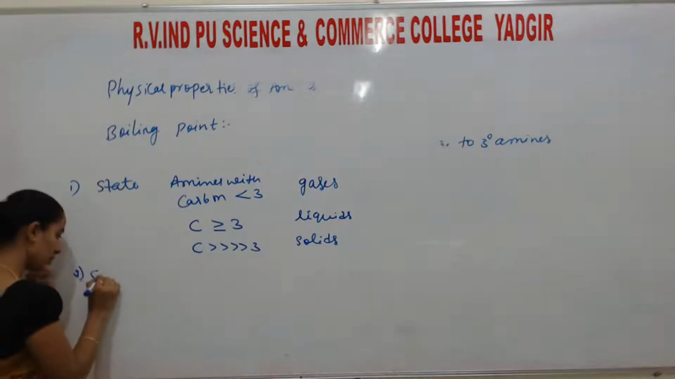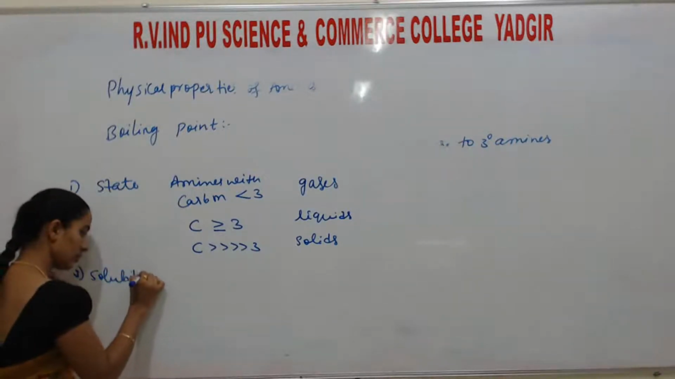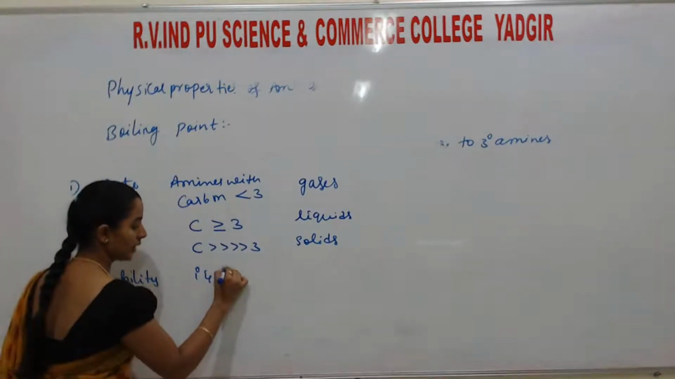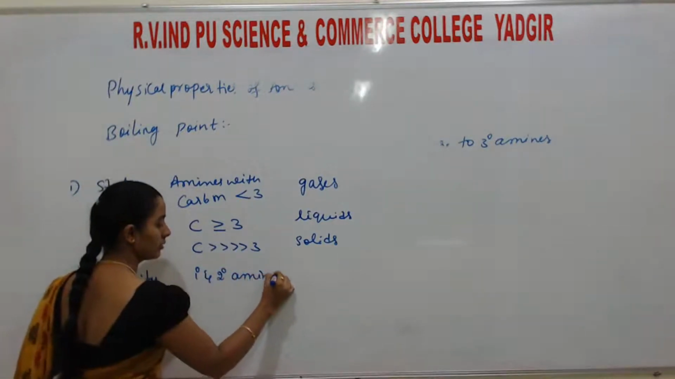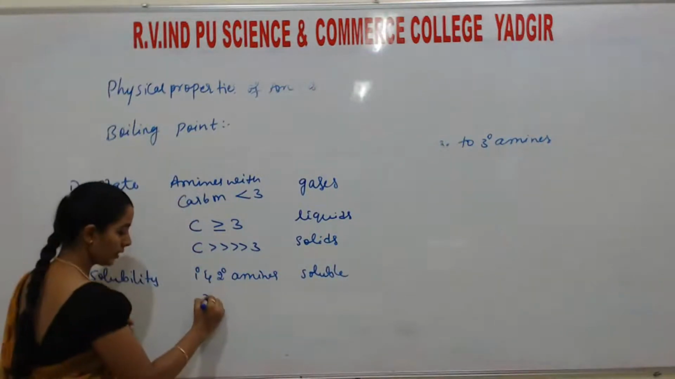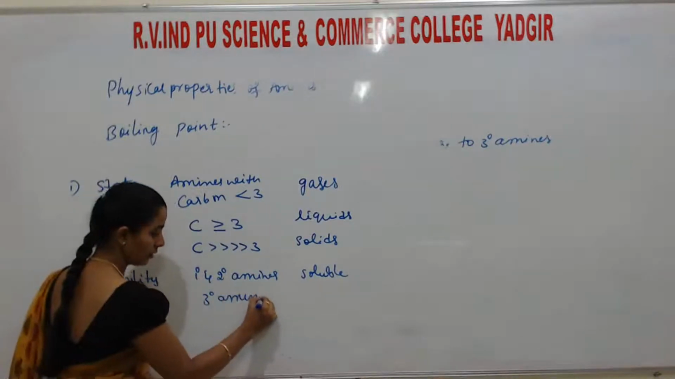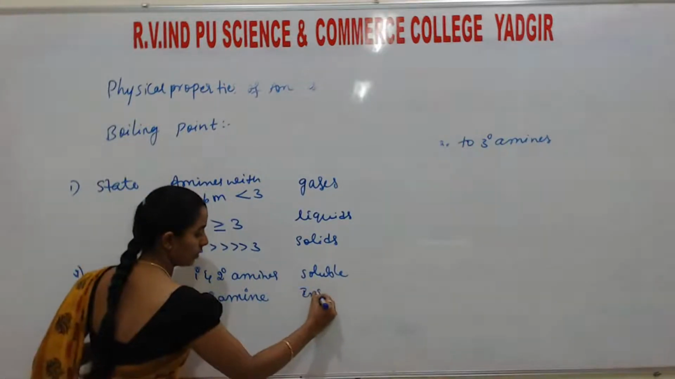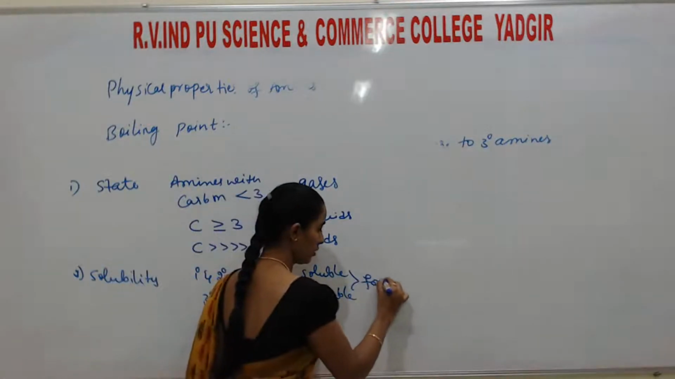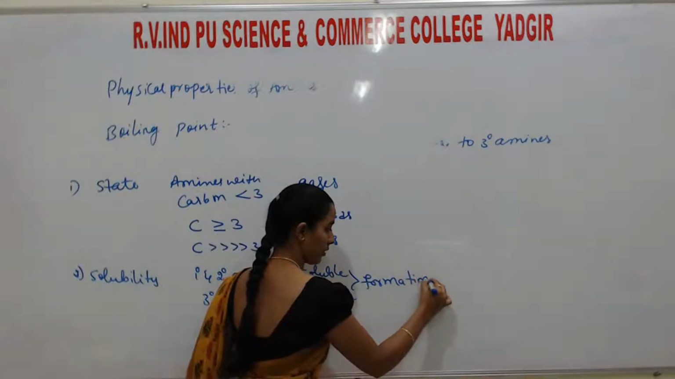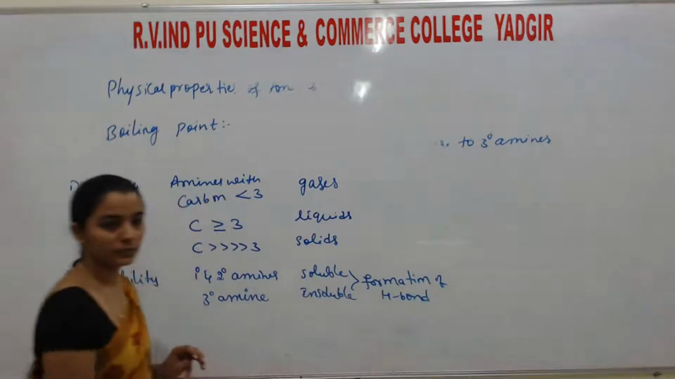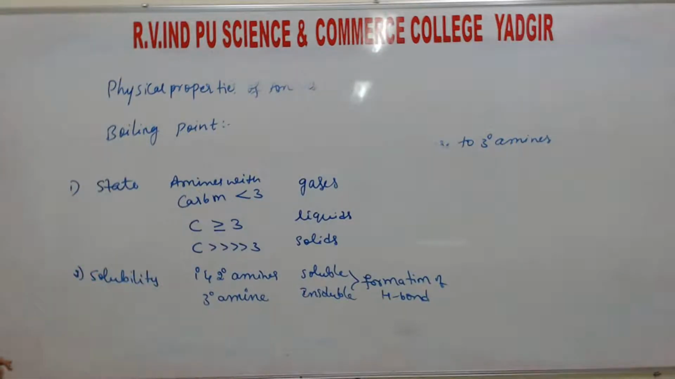The second one is solubility. Primary and secondary amines are soluble. Tertiary amines are insoluble. What is the reason? Due to the formation of hydrogen bonds.